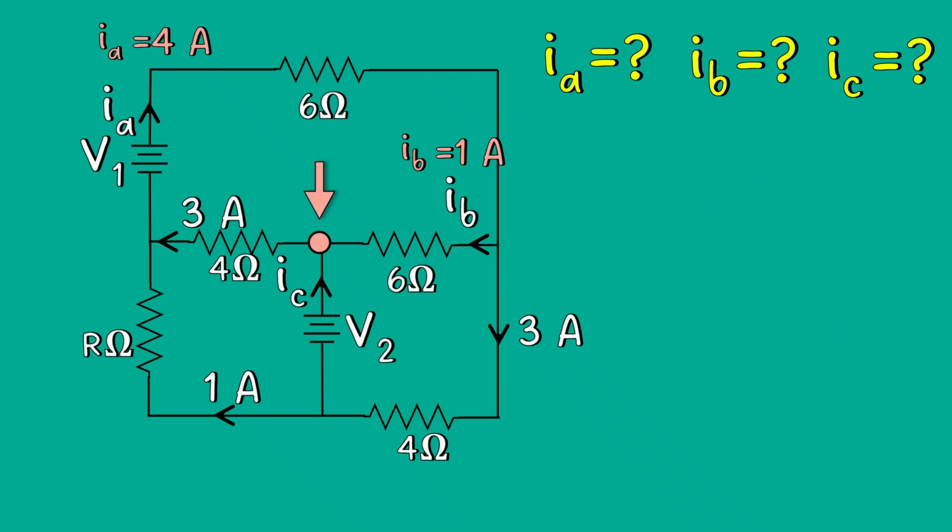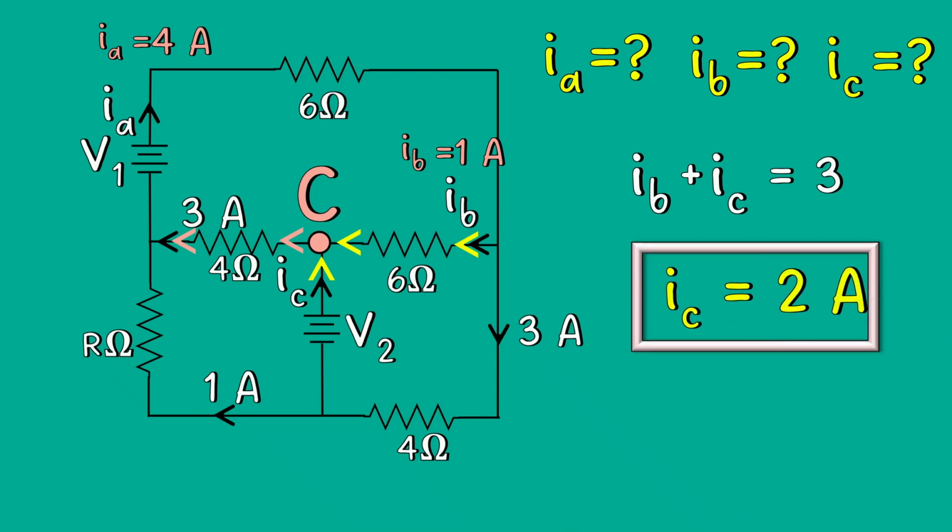Now consider this node as node C. Here, the entering currents are IB and IC. The leaving current is 3 amps. So, IB plus IC is equal to 3 amps. We already know IB is 1 amp. So, IC is equal to 2 amps.